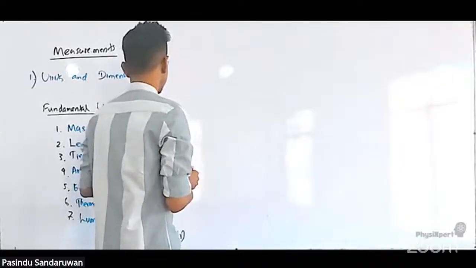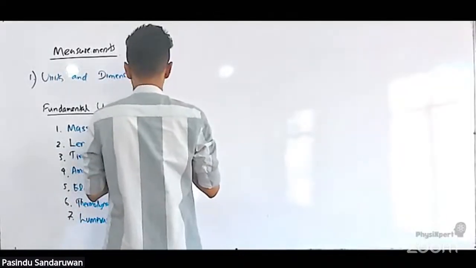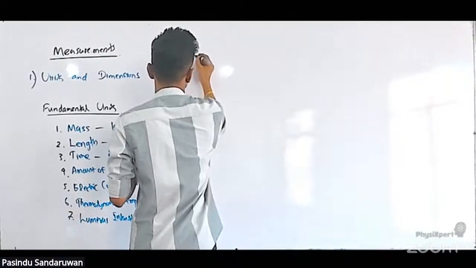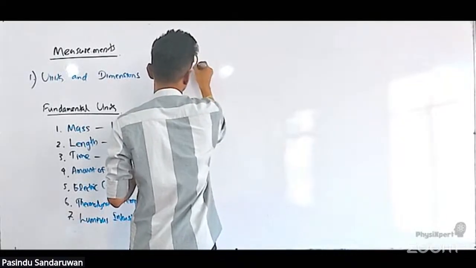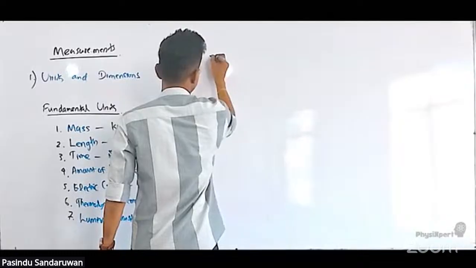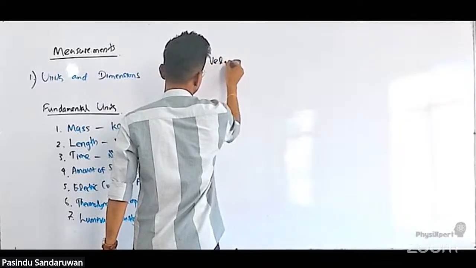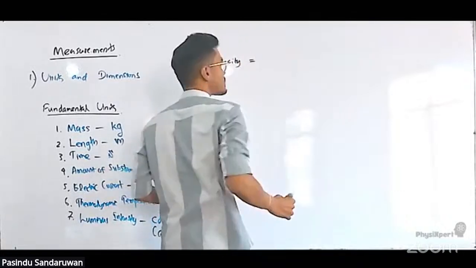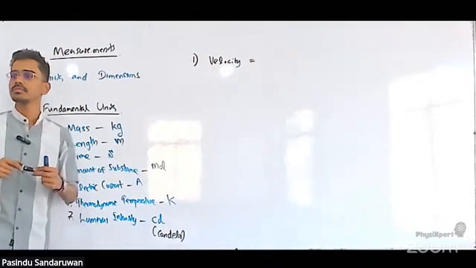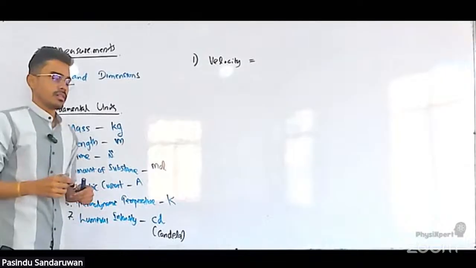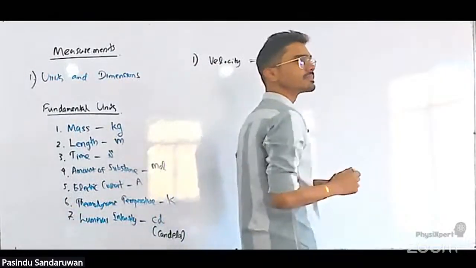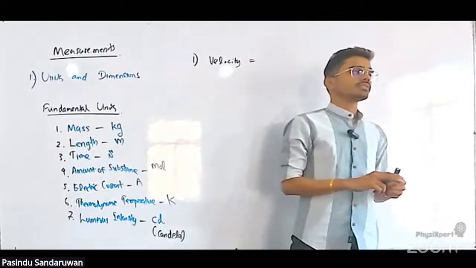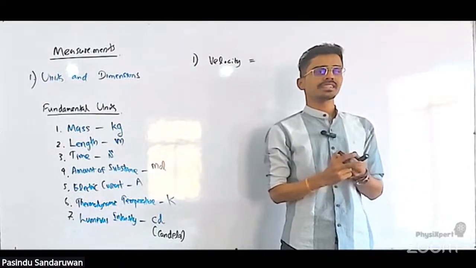Now let's start from a simple quantity that you know. Velocity. What is velocity as an equation, by the way? That is displacement over time. That is true, but not true. Not the displacement, that is change of displacement.